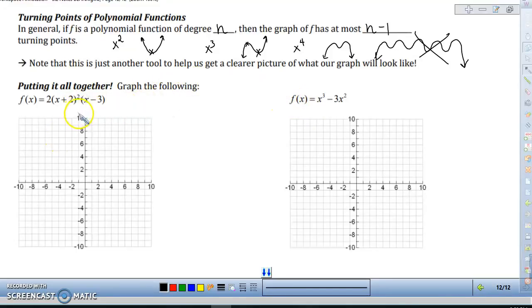So let's take a look at this first one. You are going to have 4 of these that you'll be doing on your own on your homework. So let's start by talking about the degree of this polynomial. I've got a power of 2 here and a power of 1 here. This is a 3rd degree polynomial, which means I should be looking for 3 possible solutions.